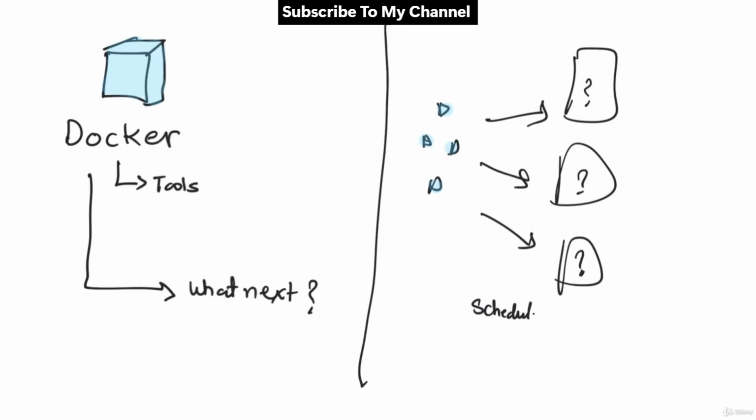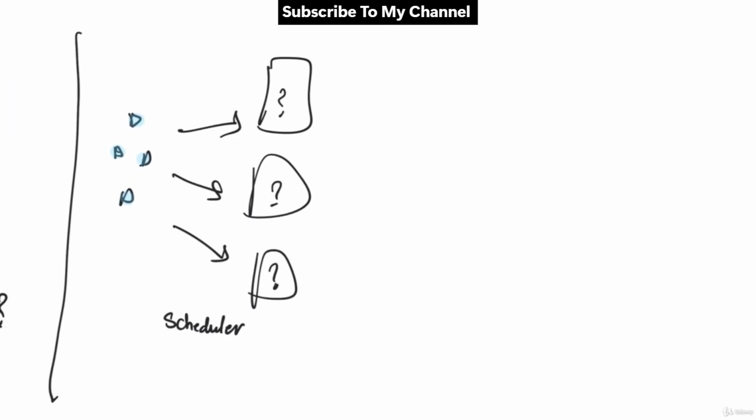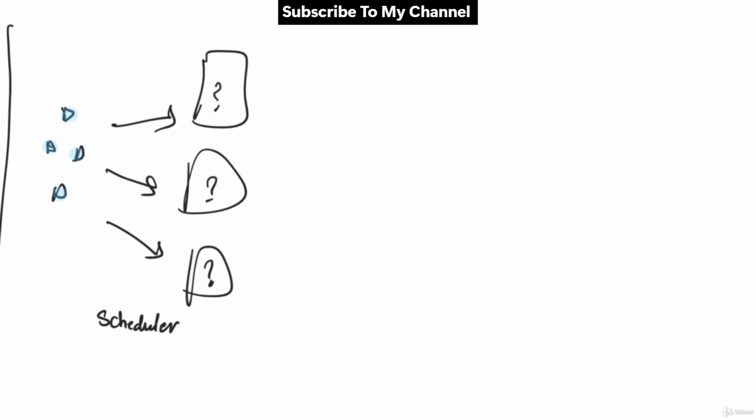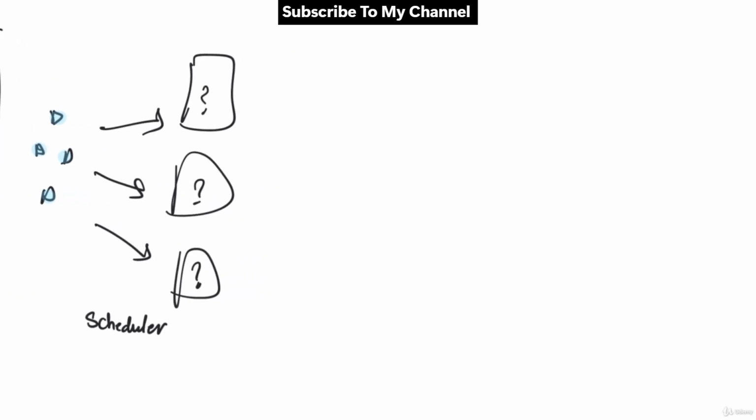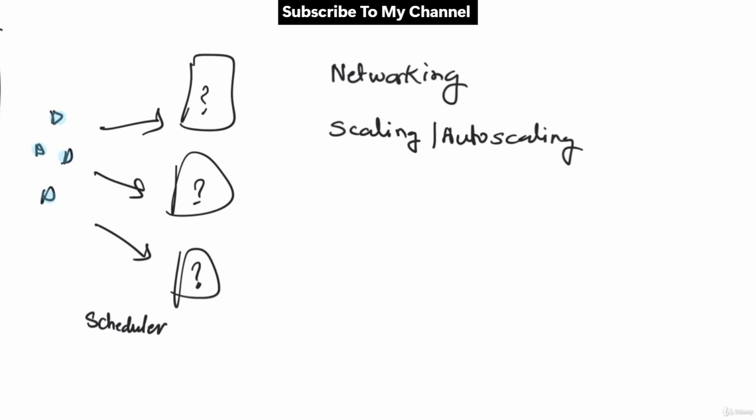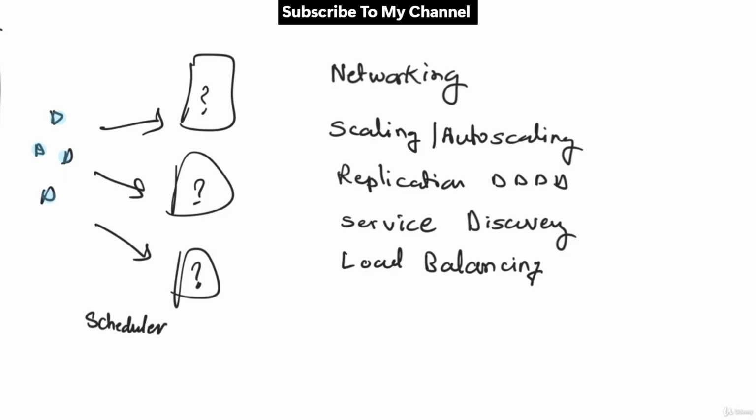And then there were many other features needed to run those applications at production scale, and do it in a reliable way. Features such as networking the containers, because if you run two different containers on two different hosts, how do you connect those? And then some of the interesting features that you would need would be scaling, auto scaling, maybe replication, service discovery, load balancing, and so on.